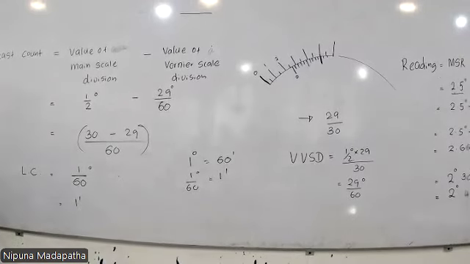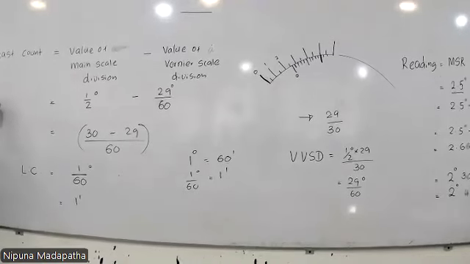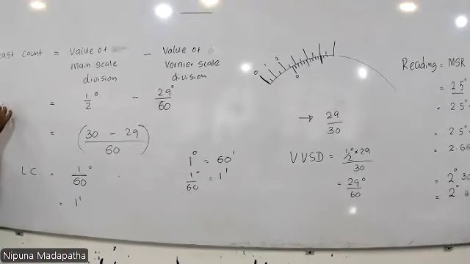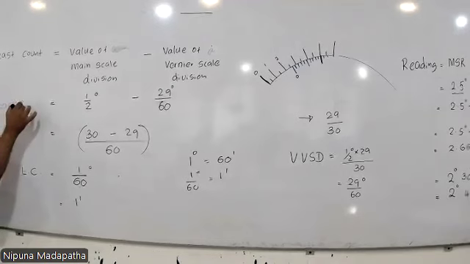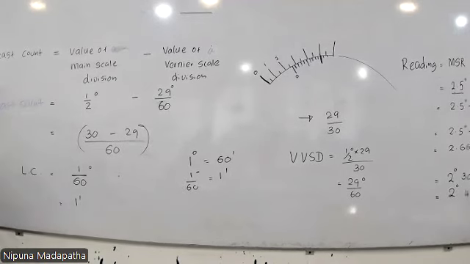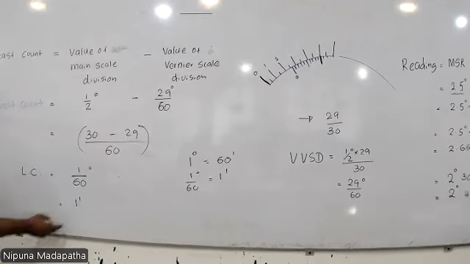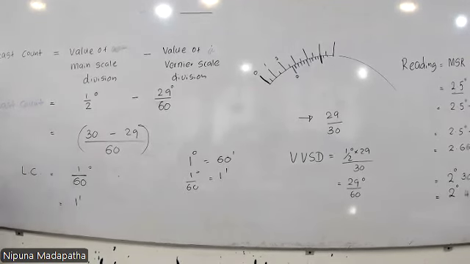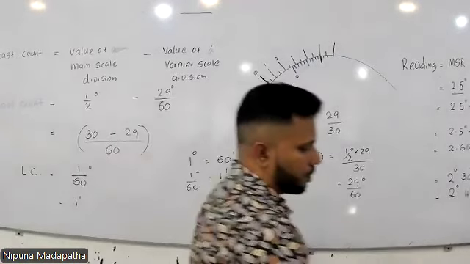Then write the least count of the instrument. Find the least count. The least count of the instrument is 1 minute or 1/60 degrees.